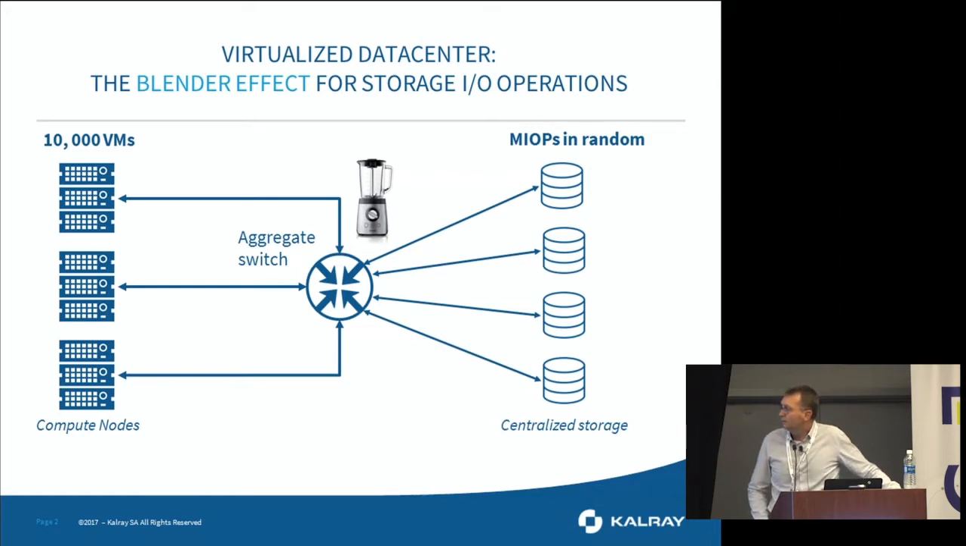And as you can deploy many applications like this on the data center, at the end you can have hundreds of thousands of virtual machines executed on the compute node, going all through the aggregate switch to access this centralized storage, causing what is well known as the blender effect, meaning at the end it demands high performance on this centralized storage to deliver millions of IOPS of random access that has been mixed together on the aggregate switch.